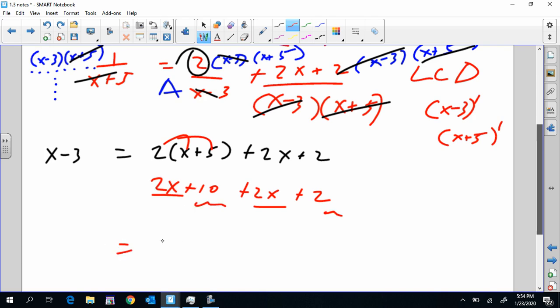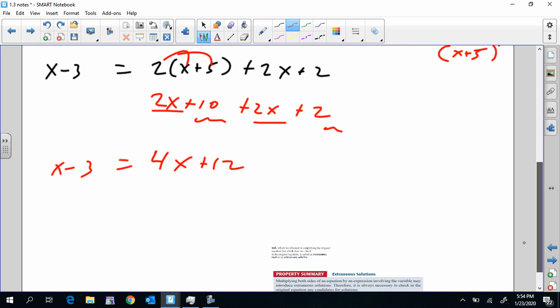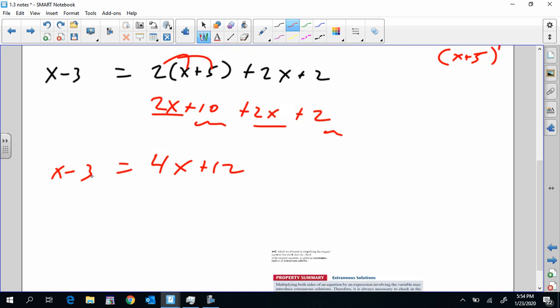I've simplified the most complicated side. 4x plus 12. What's it equal to? x minus 3. Once I've done that, I can start bargaining for variable side and non-variable side. I will be moving the smallest of the two coefficients, 1, not 4, and bringing the x over here. That'll leave me with negative 3. I'm subtracting it. It gives me 3x plus 12.